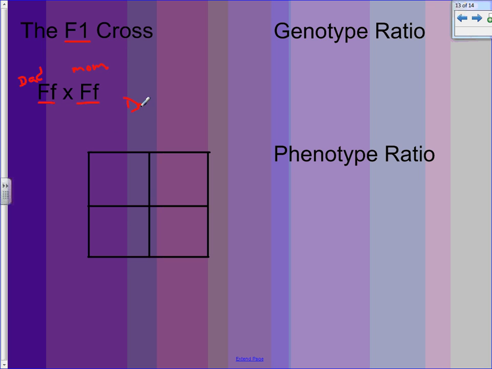For dad, remember, half of his sperm will get a big F. The other half will get a little f. Remember, dad only gives one allele to each sperm because the other allele is going to come from mom. So when an egg and sperm come together, 1 + 1 = 2, we're good to go. Mom, she has a big F and a little f. So again, half of her eggs will get a big F, the other half of her eggs will get a little f. Then we just fill in the square like normal.